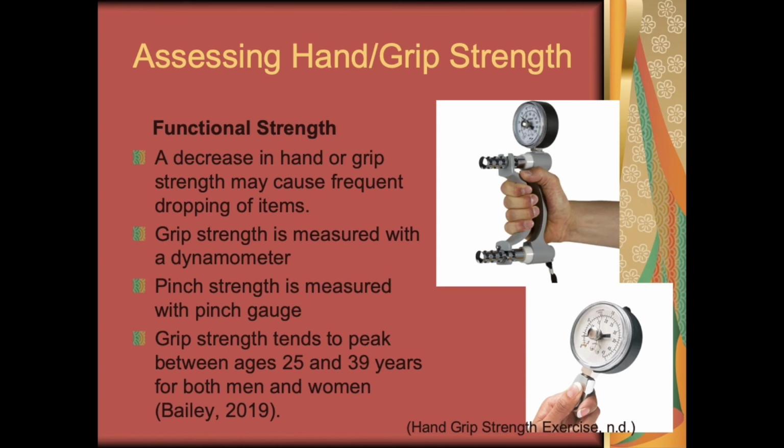As occupational therapy practitioners, we often assess hand and grip strength as it can affect many functional activities. A decrease in hand or grip strength may cause frequent dropping of items such as car keys, or in this case, cards out of a deck. Grip strength is measured with a dynamometer, and pinch strength is measured with a pinch gauge. Grip strength tends to peak between ages 25 and 39 years old for both men and women, and continues to decrease with age.